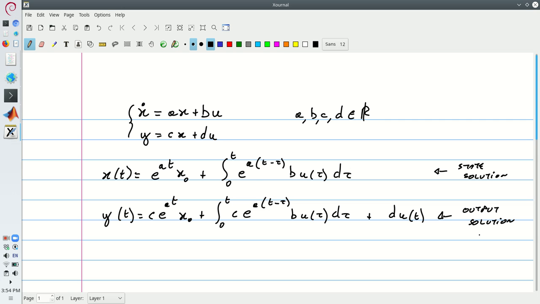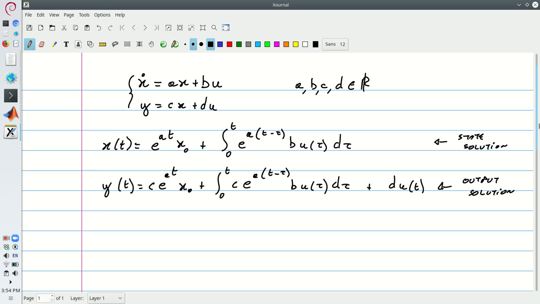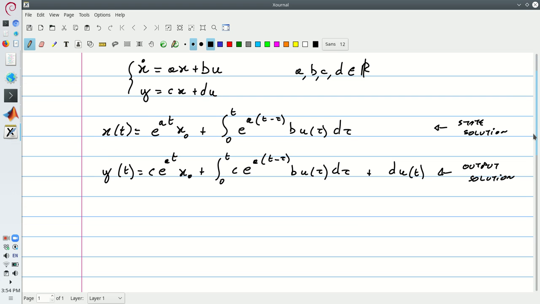Okay, and so this is considering first-order systems. We'll see that these formulas actually generalize to the case of higher-order systems. But so far we have seen these formulas in action only for first-order systems, so when x of t is a scalar quantity.